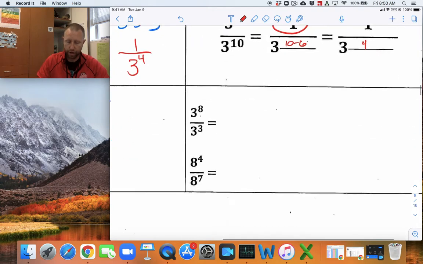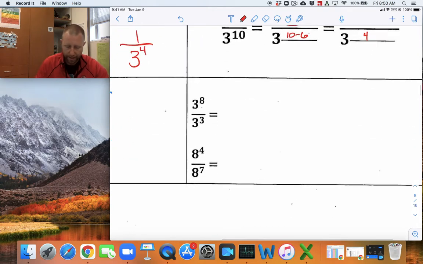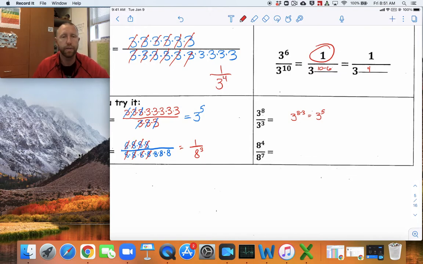Okay, now you try these ones. I'll just go ahead and do them with you. 3 to the power of 8 divided by 3 to the power of 3, they have the same base, so I can just subtract their exponents. 8 minus 3 is 5. And when I look over, yeah, that is what we got, right? 3 to the power of 5.